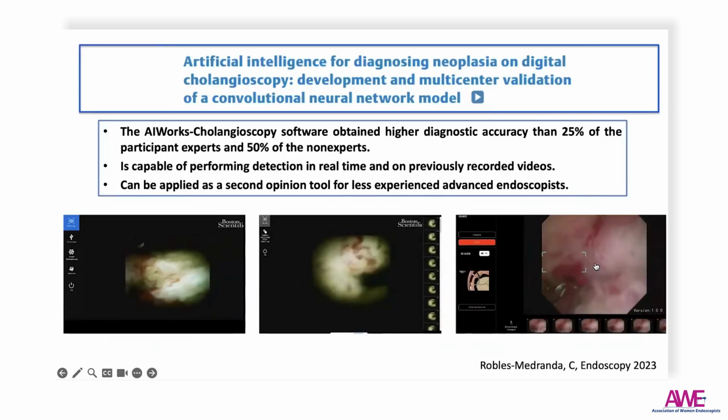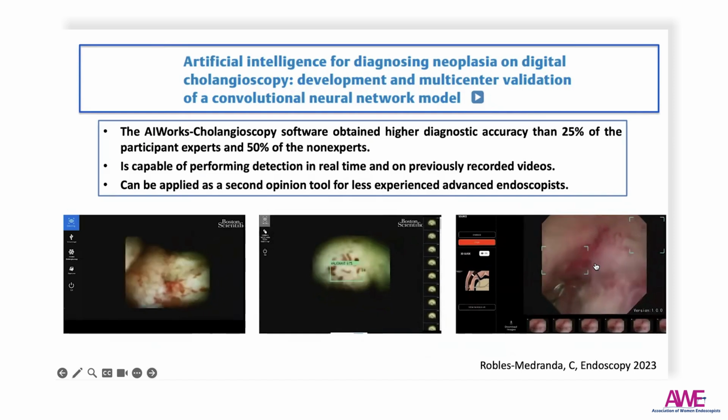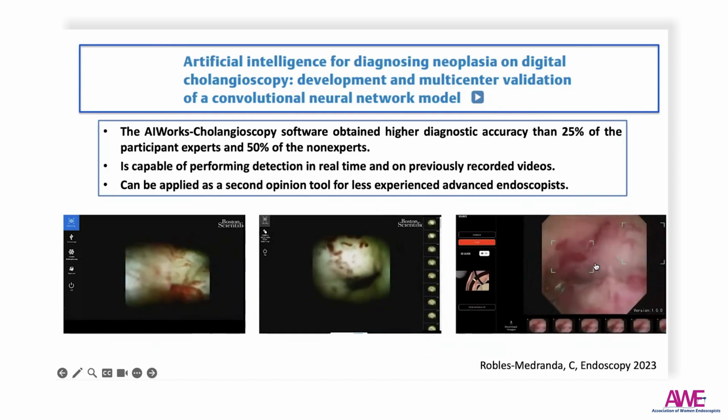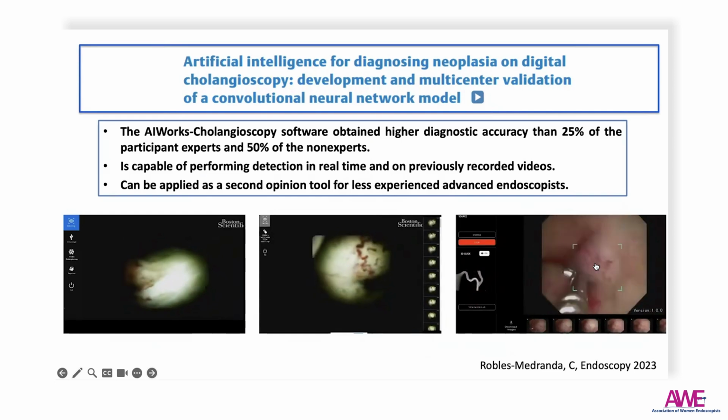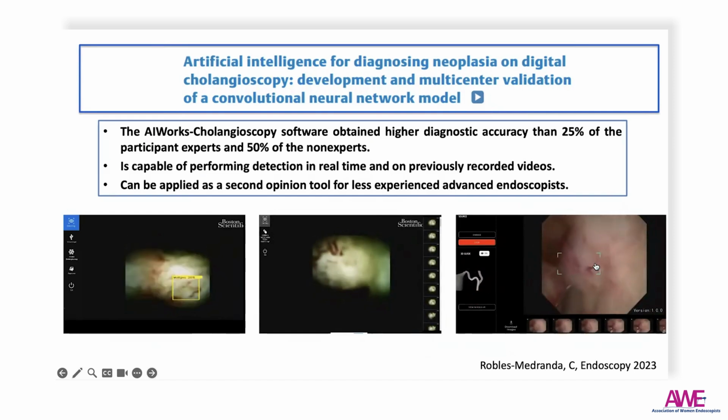In this system, the AI Works cholangioscopy system, which was based on data sets from the Mendoza classification, the cholangioscopy software was found to give higher diagnostic accuracy than 25% of the participant experts and 50% of non-experts. So again, this is regardless of underlying experience. And more importantly, it could be performed both in real time and on previously recorded videos. So it could serve as a second opinion and potentially prevent the need for repeat ERCPs.